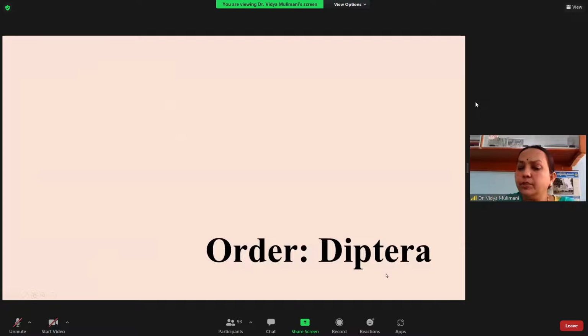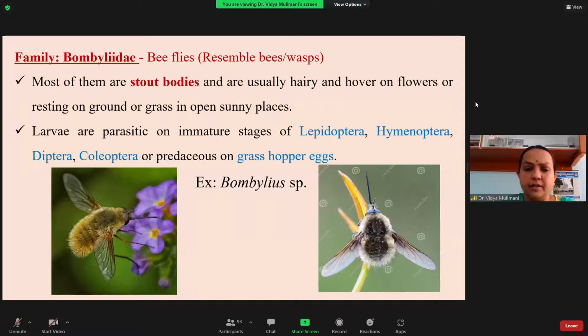Next, I'm going to the Diptera. The most important family under the Diptera is the Tachinidae, which has been exploited in pest management. Apart from that you also have two or three families, but they are not exploited, though they have been reported as parasitic on other groups.